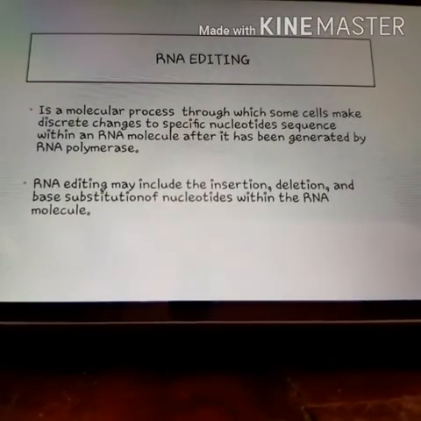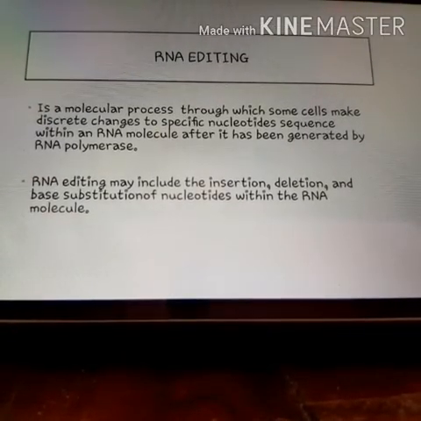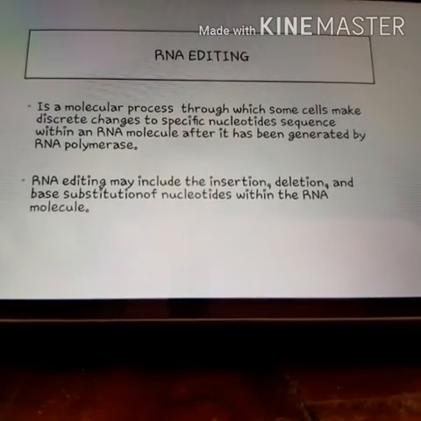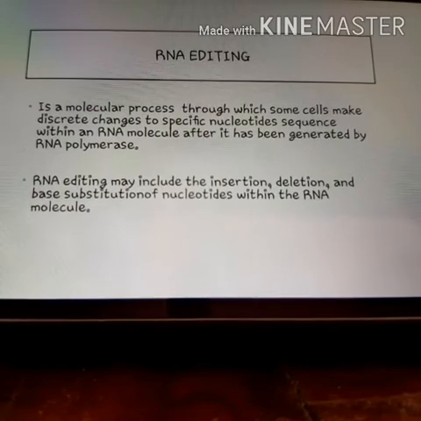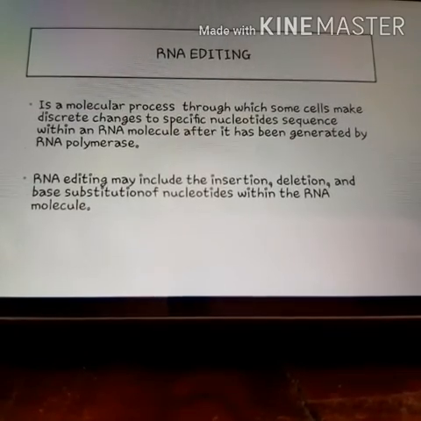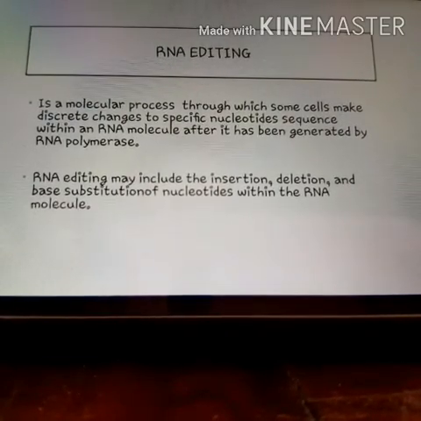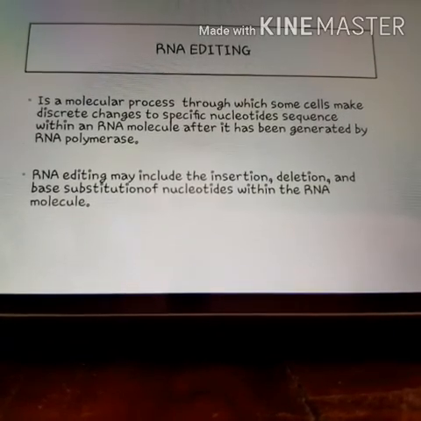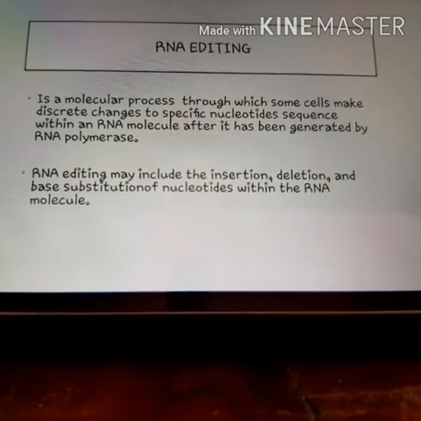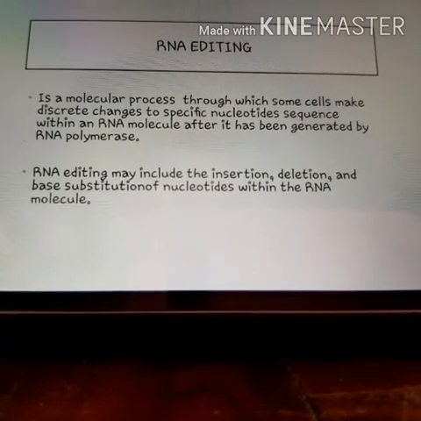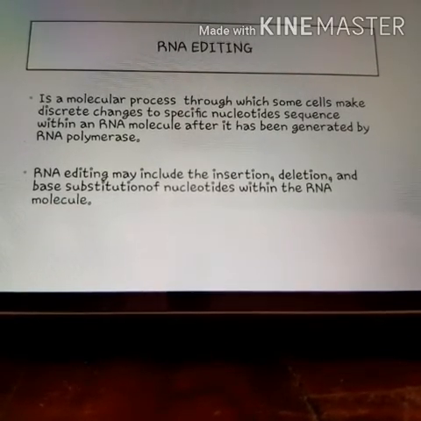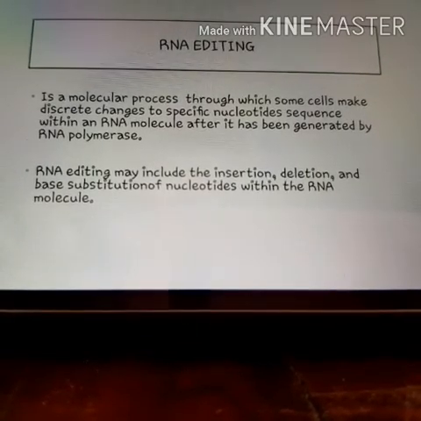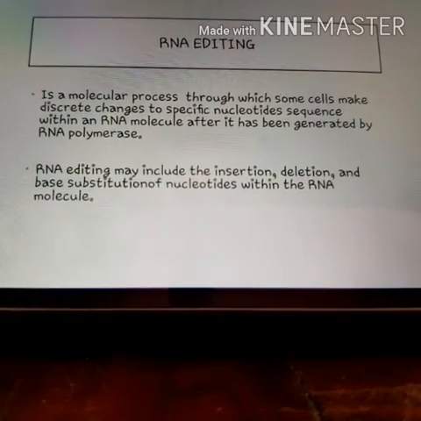So, ngayon nga, natapos na tayo sa RNA processing, pupunta naman tayo sa RNA editing. It is a molecular process through which some cells make discrete changes to specific nucleotide sequences within an RNA molecule after it has been generated by RNA polymerase. So, ano yung tinatawag nating polymerase? Sila yung mga enzymes na nagdadala about the information of a particular polymer, especially yung DNA and RNA.